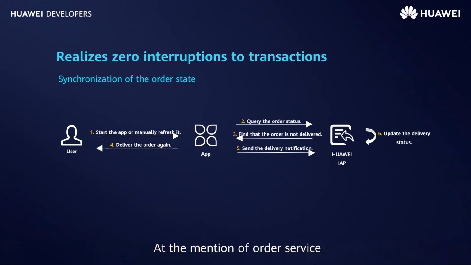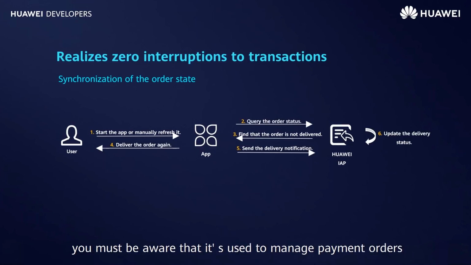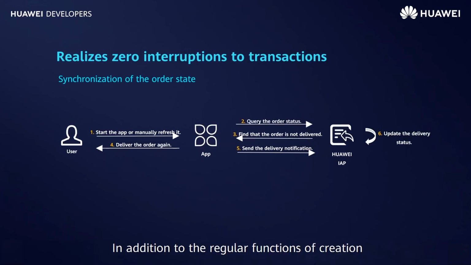At the mention of order service, you must be aware that it's used to manage payment orders, in addition to the regular functions of creation, query, obtaining, and deletion. The IAP server can manage the status of each order. What is the benefit of the status management? It's a solution to an industry problem, order omission. Let me first clarify what order omission is.